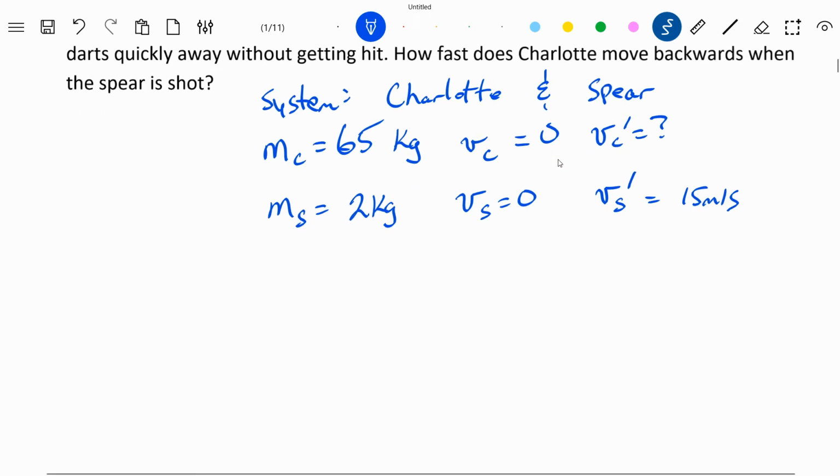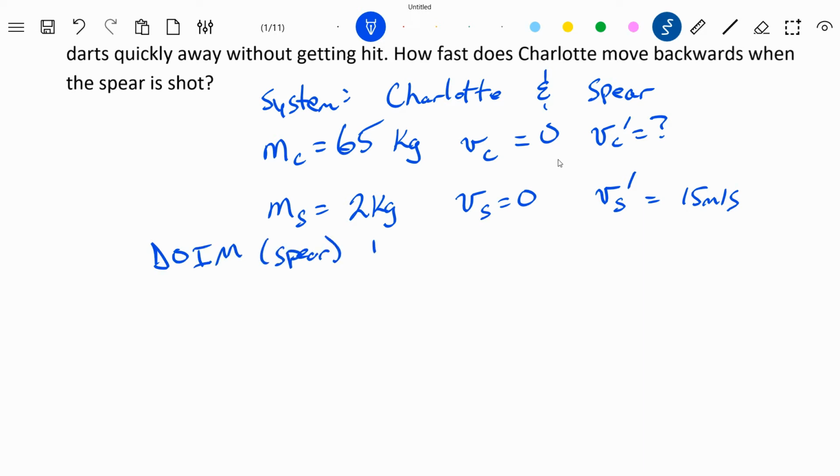Now I don't know anything about directionality here, so let's just say that the direction of initial motion for the spear is what I will regard as positive. So whichever way she shot this thing, that's my positive direction. Now, again, don't forget that my system consists of both Charlotte and the spear. So the momentum of my system, Charlotte plus spear, after has to be equal to the momentum of my system, Charlotte plus spear, before the firing of the spear, allowing for the possibility of any net impulse done by external things.